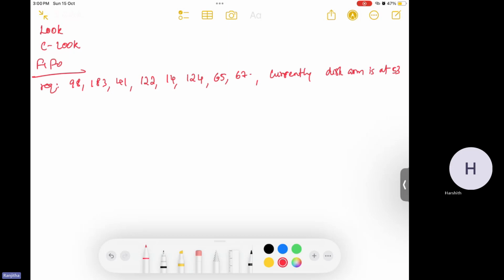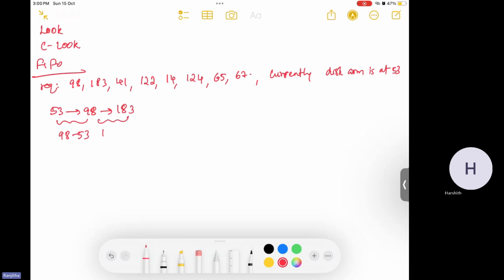In first in, first out, the order in which the requests come, the same order we have to service. Currently it is at track number or cylinder number 53. So from 53, it has to go and service 98. From track 53, it will move to 98. Then from 98, we need to service 183. So the number of tracks that the disk arm has to move here will be 98 minus 53.